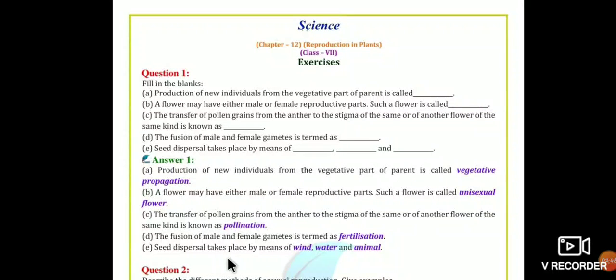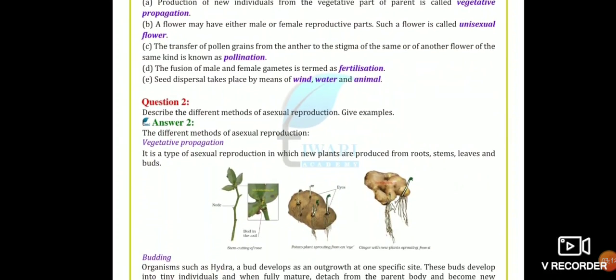Next, seed dispersal, that means transfer of seeds, takes place by means of wind, water, and animals. Only these three will be there. We already discussed this point in that class, and I also explained it in the Google Meet class.